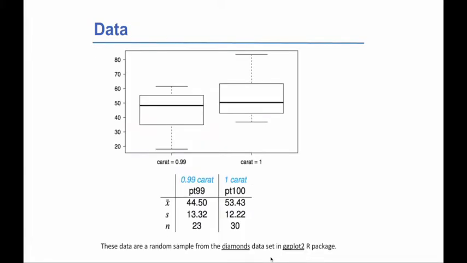Here's the data. This is a random sample from a data set in this R package. So we took a random sample of 23 0.99 carat diamonds and 31 1 carat diamonds and found their average point prices. We got an x bar of 44.5 versus 53.43, and these are our standard errors. Our n is not at least 30 here, but based on the box plot, the data do not look extremely skewed. So, no outliers, so we should be good there.